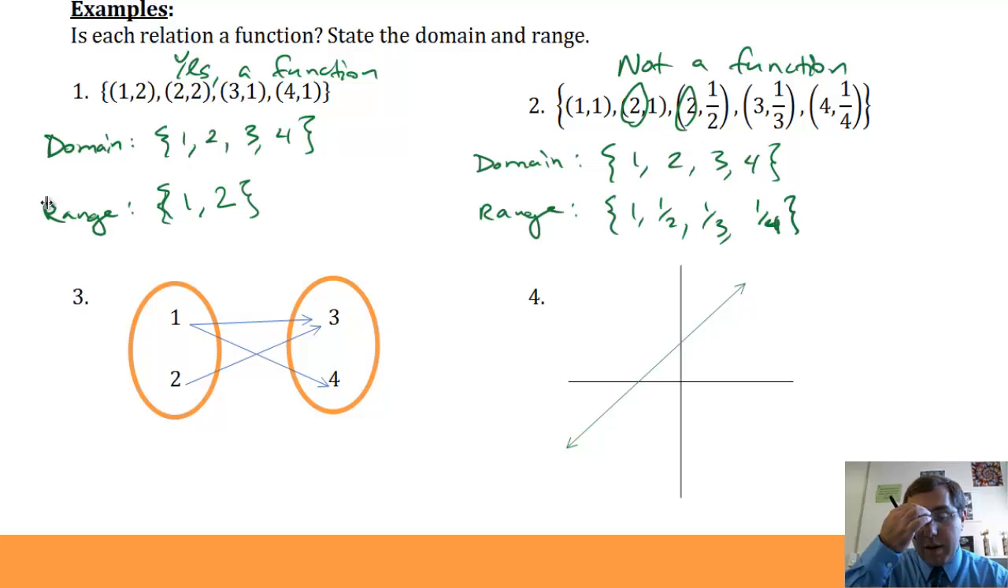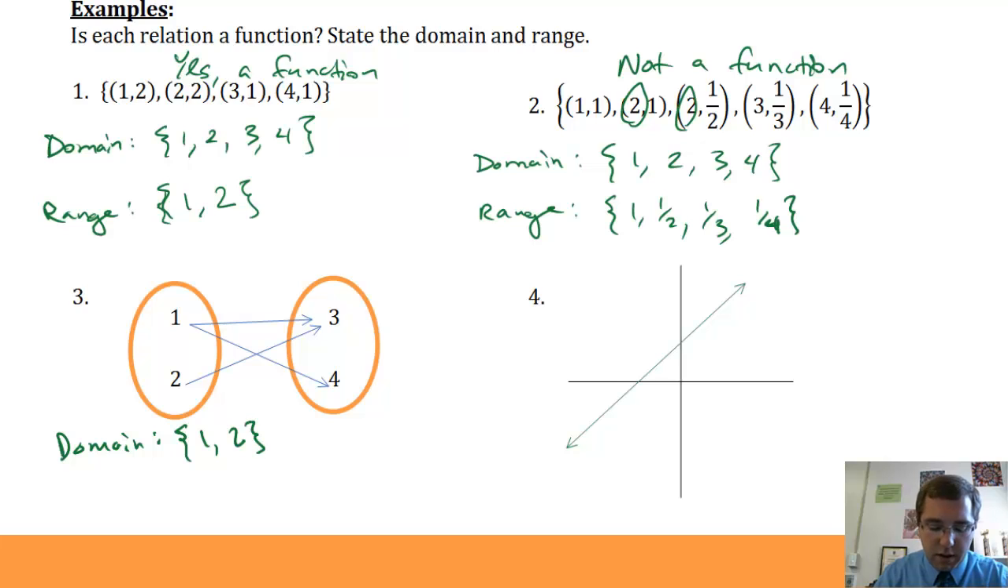Number 3, a mapping diagram. Is that a function? So we take our domain. Our domain here is just the set 1 and 2. Is every element in the domain paired with something in the range? Yes. There's an arrow that goes from 1. There's an arrow that goes from 2.